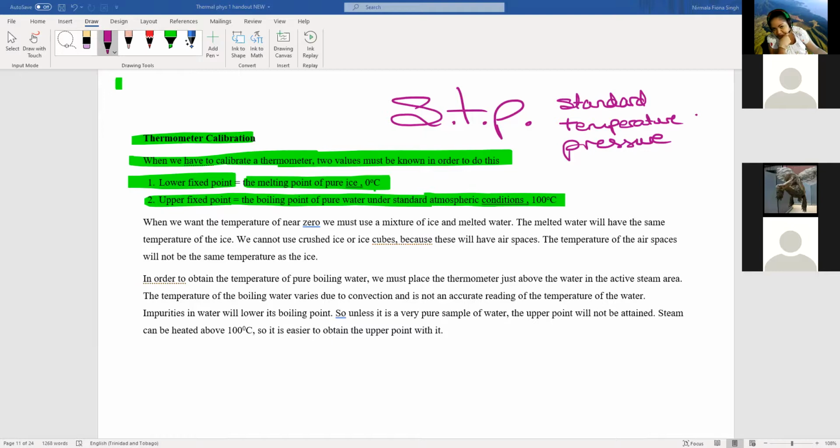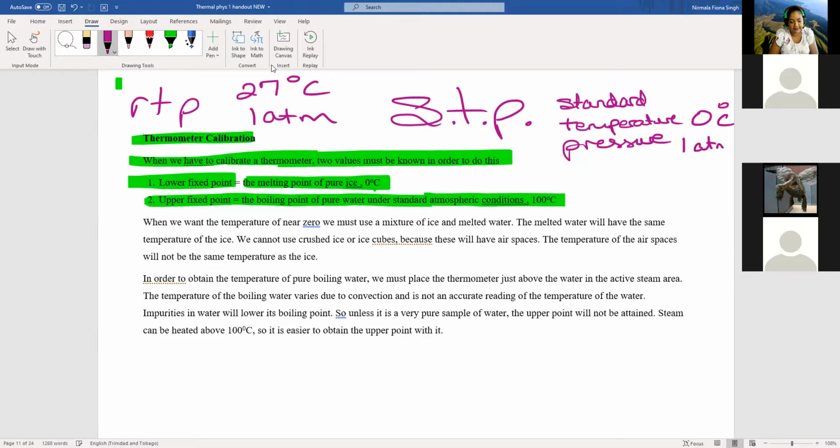Right, STP. RTP is 27 degrees Celsius and 1 atmosphere. And STP is 0 degrees Celsius and 1 atmosphere. Meaning you can freeze down, you could cool down any room or any equipment and experiment to 0 degrees Celsius. Or we can use room temperature pressure, which is 27 degrees Celsius and 1 atmosphere.